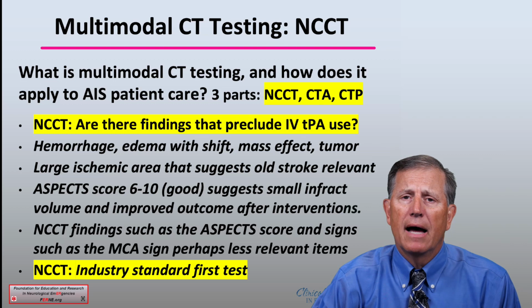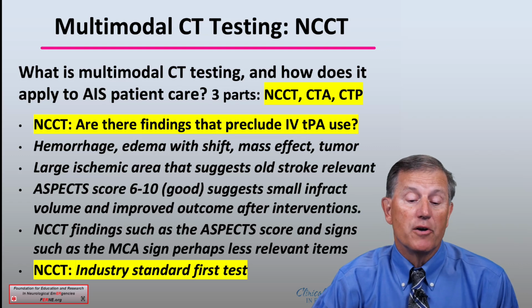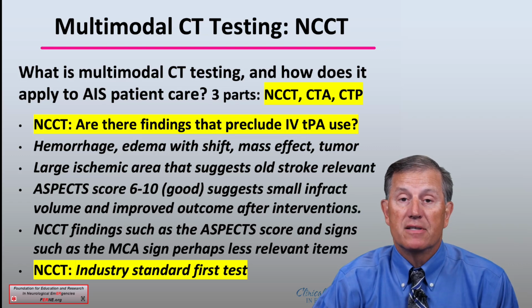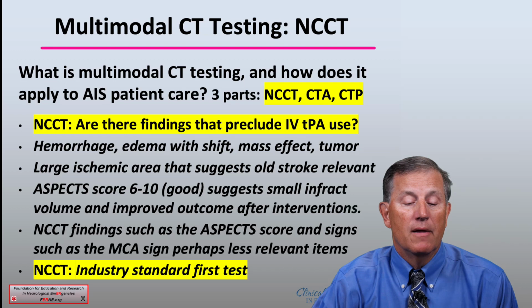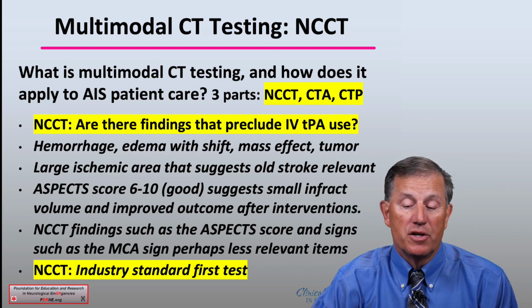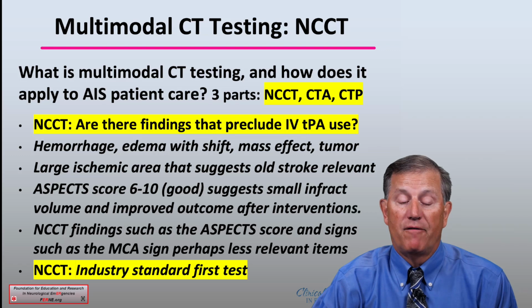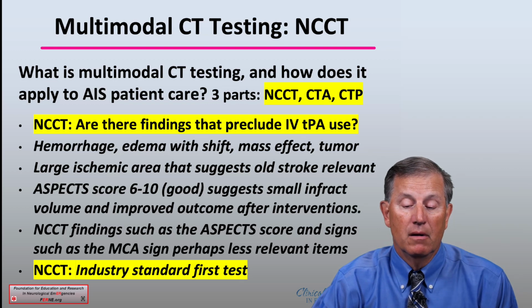In other words, on the non-contrast CT, are there areas of hemorrhage, edema with shift, mass effect, or tumor? Or is there a large ischemic area that suggests that there is an old stroke present at the time of this evaluation? The ASPECTS score, 6 to 10, which is good, suggests that there is a small infarct volume and likely improved outcomes after our acute interventions.